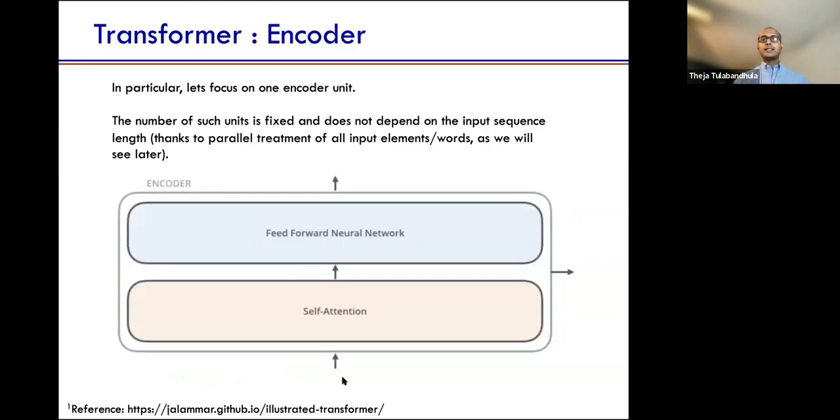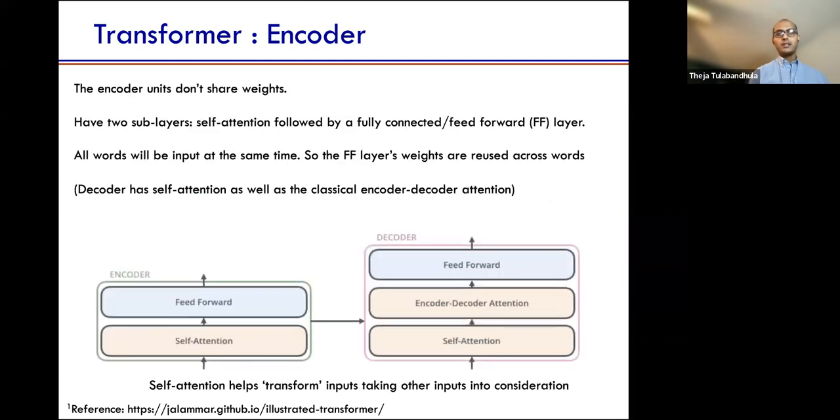What we'll do next is really open up the encoder. We'll focus on one encoder, because within an encoder unit is where the self-attention mechanism comes in. As it says in the slide, the number of such encoder units is fixed and doesn't depend on the input length. There's going to be parallel treatment of all input elements or words at the same time in each of the encoder blocks. If you think of the first encoder block, all the words are passed in at the same time, and some outputs come out at the same time. So let's understand that.